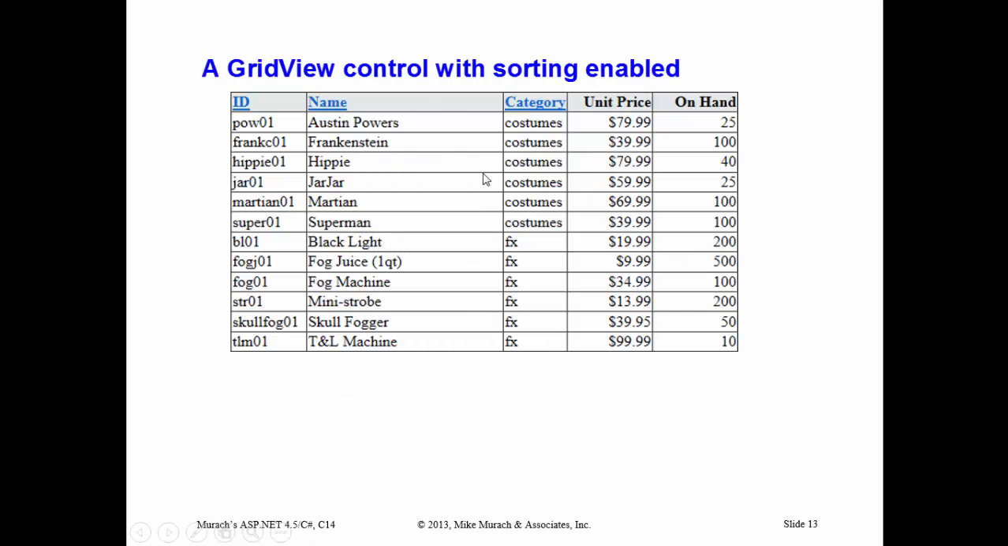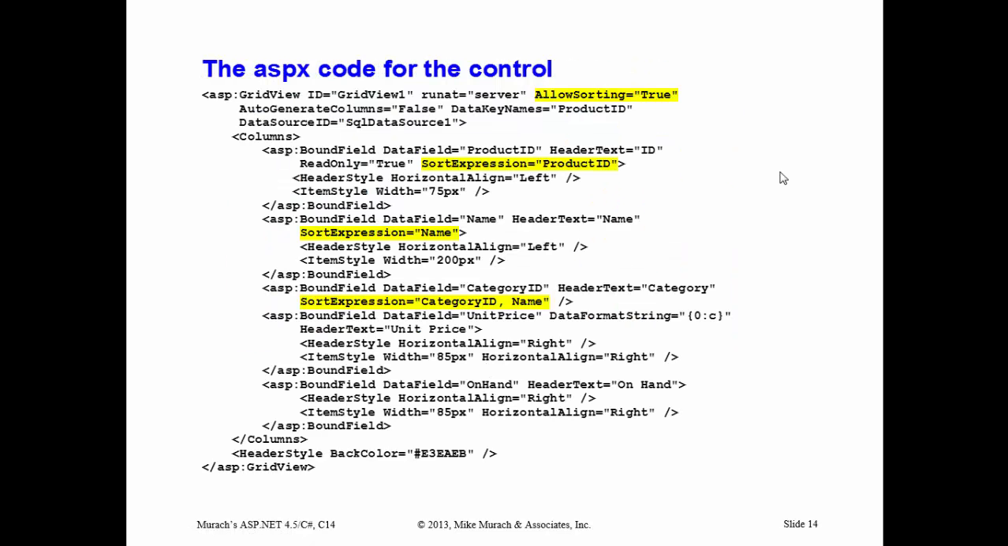And by the way, this is with sorting enabled, so these columns are highlighted. The grid view knows how to automatically sort those. I can click on any of those columns and it will sort based on that column. And that's just a wizard thing. I just say, yeah, I want to be able to sort. When I right click on the wizard and say I want to be able to sort, it sets allow sorting equal to true, and then there are some default sort expressions.